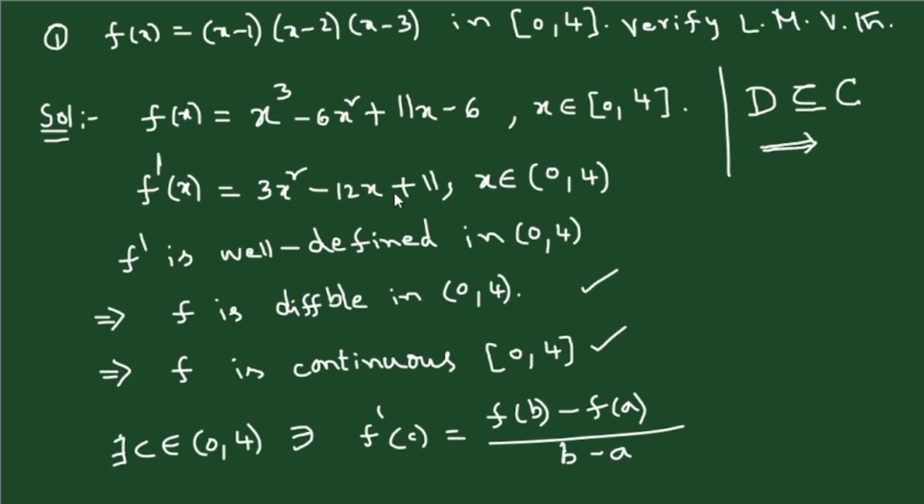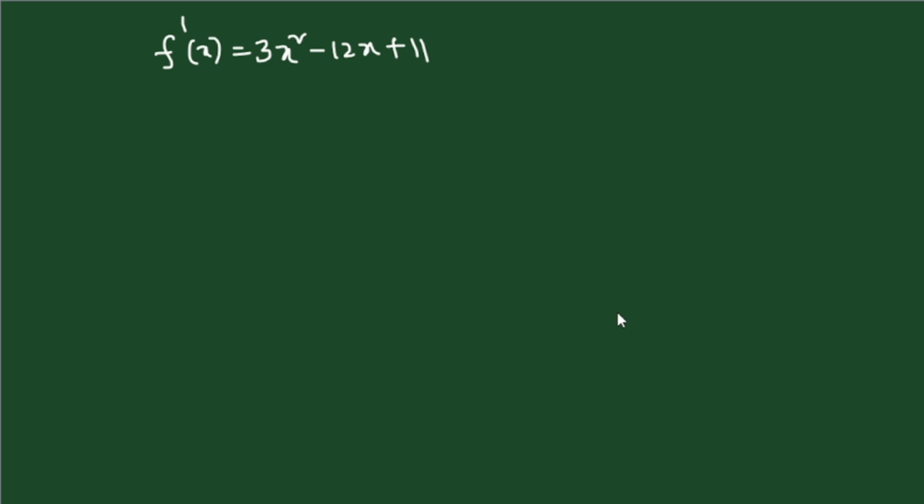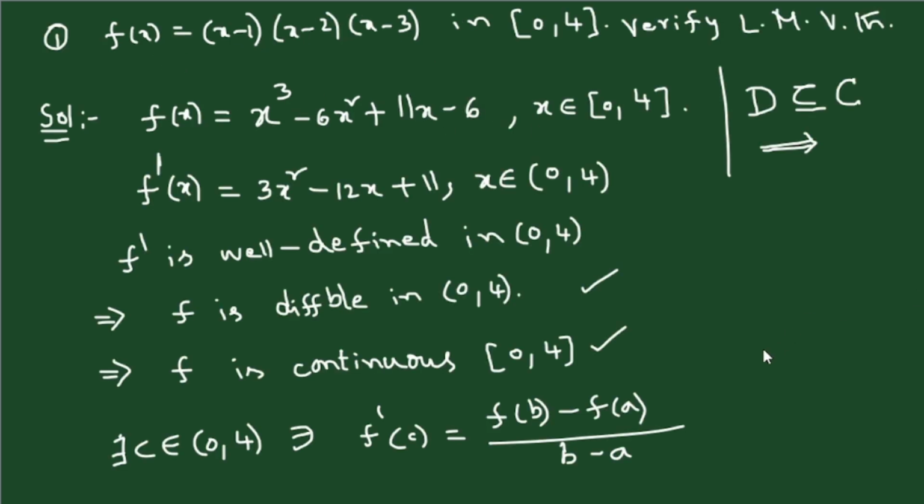So now, what is f dash x? f dash x is 3x square minus 12x plus 11. So then that implies what is f dash c? f dash c is 3c square minus 12c plus 11. But what is f dash c according to Lagrange's theorem? (f(b) minus f(a)) by (b minus a).